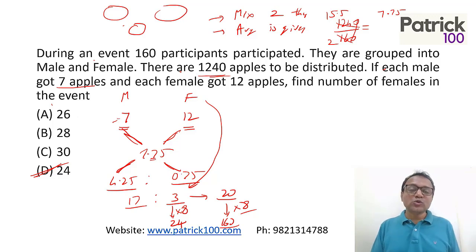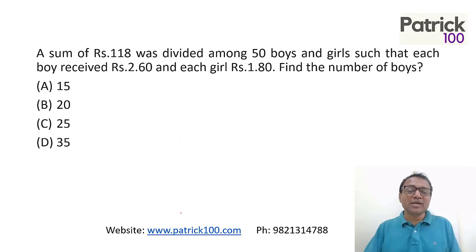You can form equations also and solve. Assuming that number of females are x, number of males are 160 minus x, and solve it. That is also fine. There is one more way of solving it. But if the numbers are complicated, sometimes allegation becomes much faster. Okay, we will take one more sum, try to understand. Similar sum, 118 was divided among 50 boys and girls. Now they are given boys and girls in terms of per person, 2.6 and 1.8.